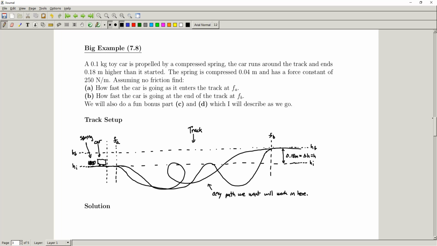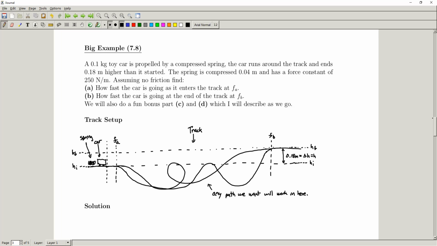So in part A, we want to find how fast the car is going as it enters the track, so at point FA. And in part B, we want to see how fast the car is going at the end of the track, so at point FB. And here I mentioned that we're going to do some additional work for parts C and D, which is additional stuff that I've added on top of the example from the text. Just an interesting little demonstration of how we would expect these things to work.